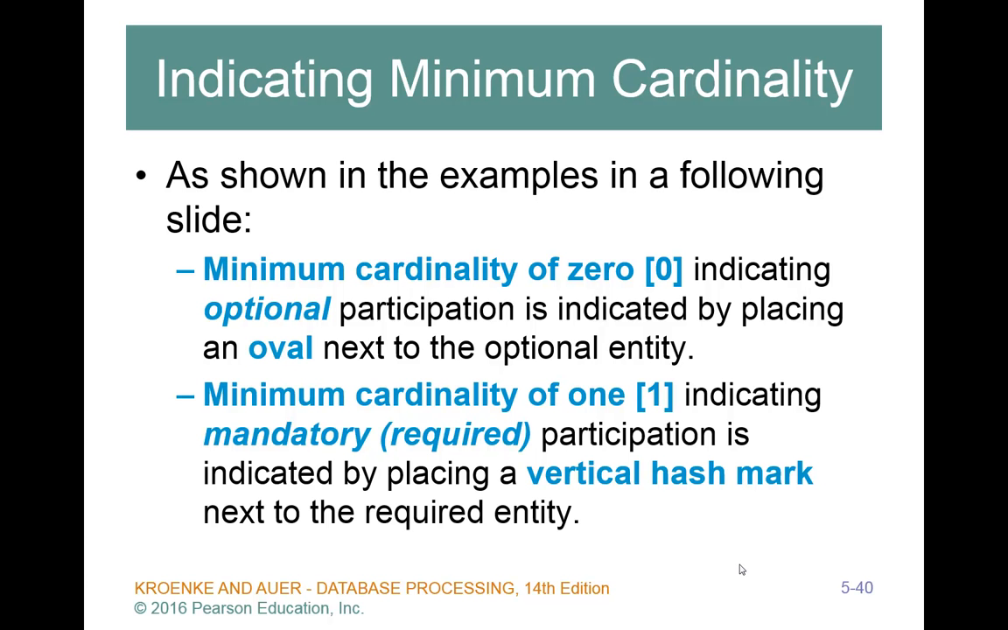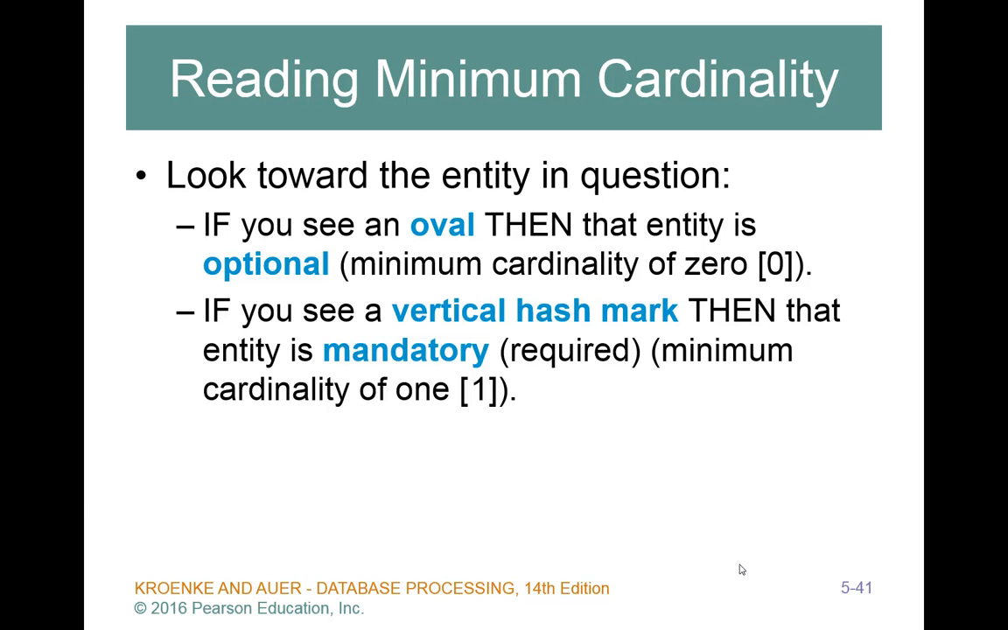So really we're talking about 0 or 1, but in essence we're talking about required and optional type relationships in our minimum cardinality. So maximum can be one of three things: one to one, one to many, or many to many. And minimum cardinality can be one of two things, which is either optional or mandatory. Okay. That's what we just talked about in regards to the oval and the hash mark.